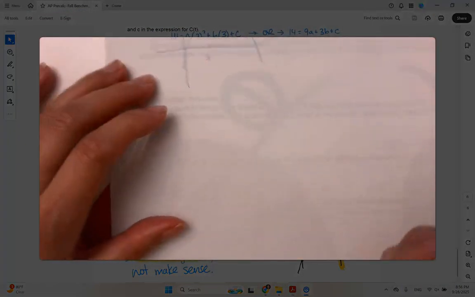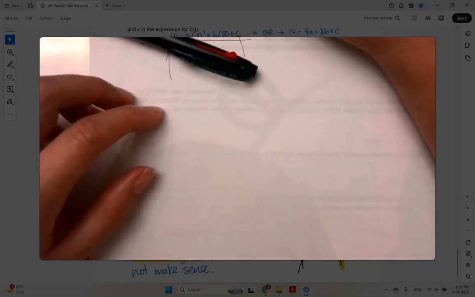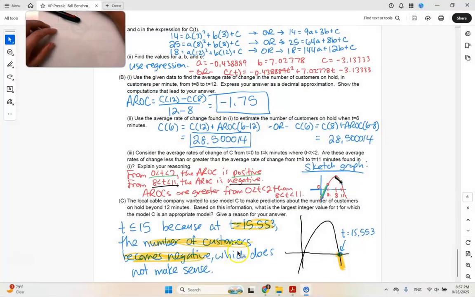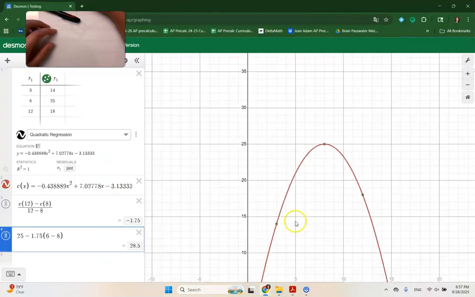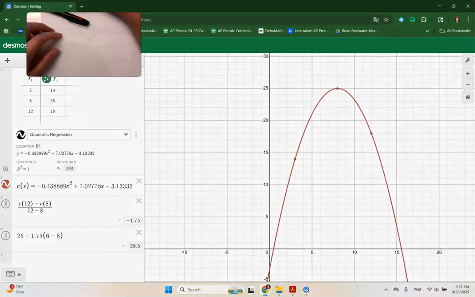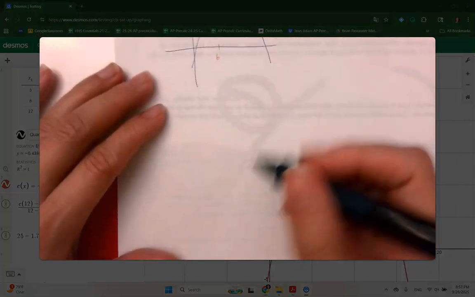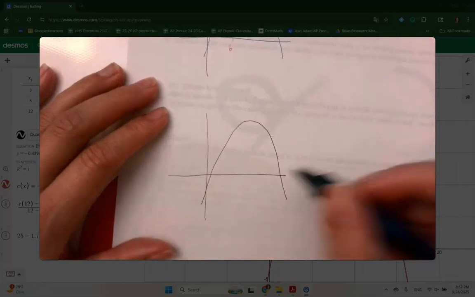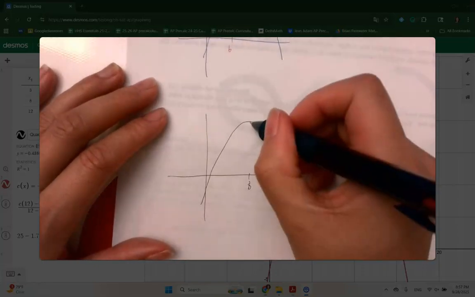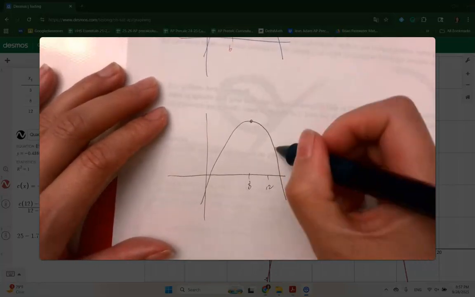Okay, so go back to my graph again. Hold on. Sorry, I keep going back and forth. I just need to make sure I have a correct graph. Okay, so it's not passing the x-axis. I'm going to use the same graph, but let's make it a little different. So that was 8 over here. That was 12 over here.